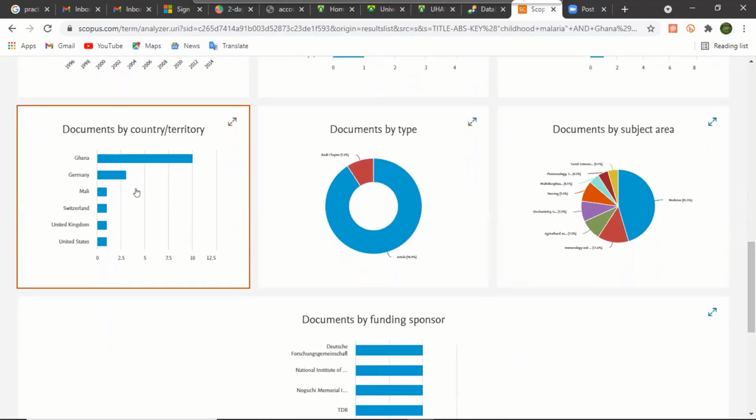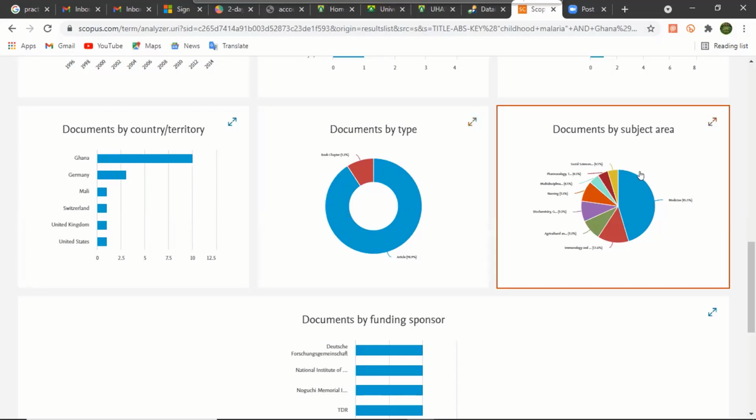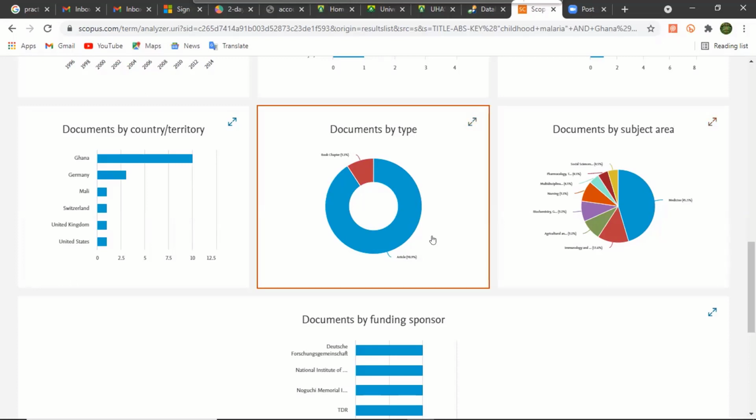Then you can see by country or region. So these people who have authored these items related to the topic I searched, Ghana is the highest contributor, followed by Germany, Mali, and all of that. Okay. Then, of course, document type. Document type here is telling us what type of publication it is. So we have book chapter and we have the journal article. So the blue here, the bigger section of the donut, is research article. That means there's more research article publication on the topic than there are book chapters.